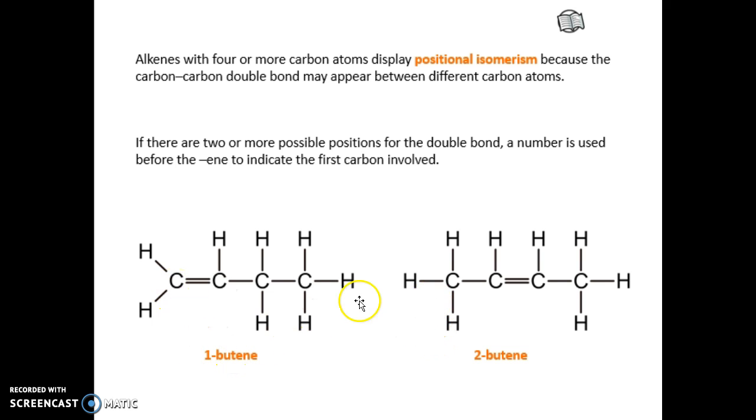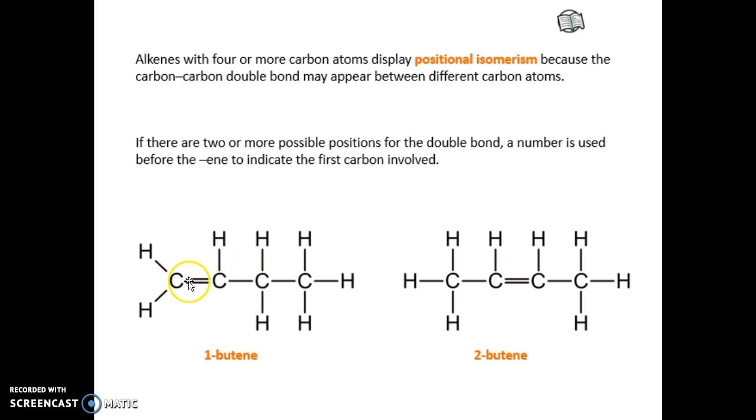The one next to it, all we've done here is we've moved that double bond from carbon 1 to carbon 2. So this one now is called 2-butene. It's got the same amount of carbons and hydrogens, but the double bond has just moved from one spot to the next. So what we call these types of molecules are isomers, or positional isomers.